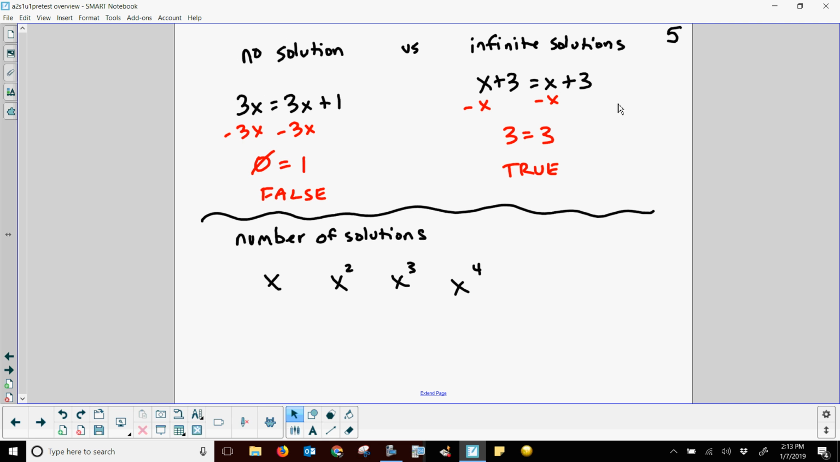For infinite solutions, it's kind of the same way, except every value for x that I can plug in will actually give me the right answer. 2 plus 3 and 2 plus 3, negative 7 plus 3 and negative 7 plus 3, 4.17 plus 3 and 4.17 plus 3. I'm always going to get the exact same thing on both sides. And when you do it by solving, and I subtract my variables, I have 3 equals 3. Well, that is a true statement with no variables in the mix. That means we have infinite solutions.